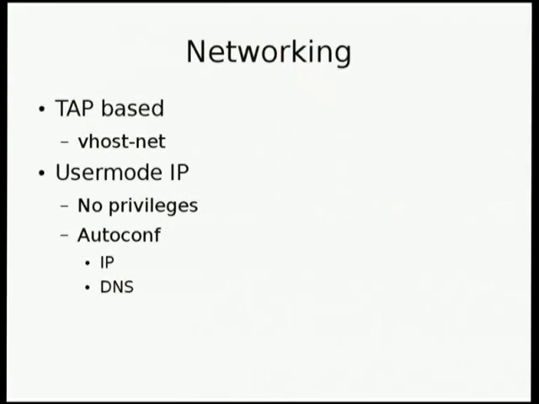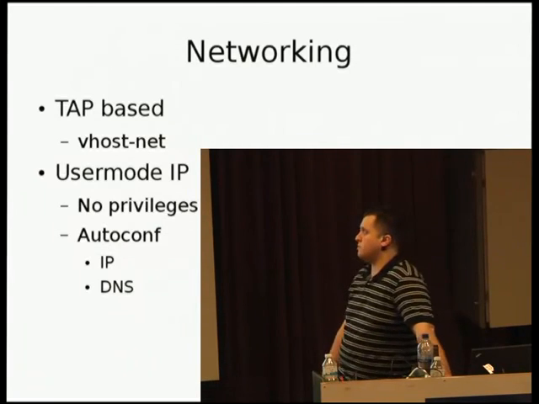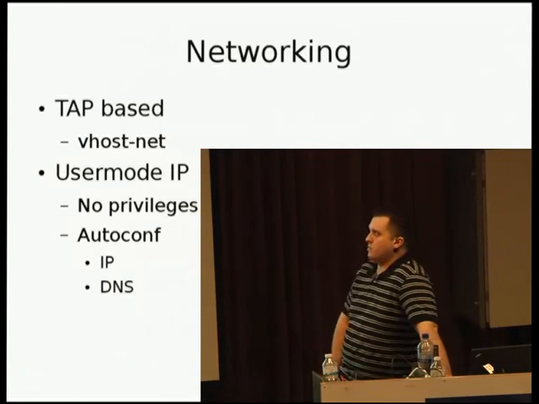Networking, there are 2 basic options. One is TAP, which is the regular TAP network. It creates a TAP device on the host. We can use vhost-net to speed things up. It's pretty standard. It's the TAP networking you all know, probably. And the user mode IP, which I talked about before, which is the TCP/IP proxy. By using that, we don't need any privileges like we need in TAP. It gets configured automatically by the kernel.